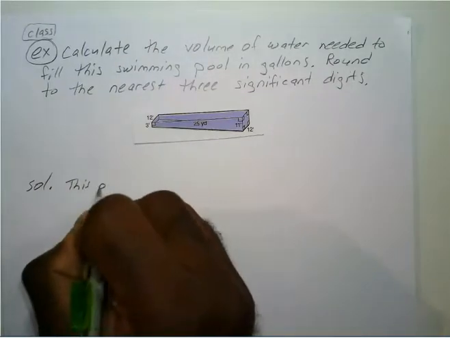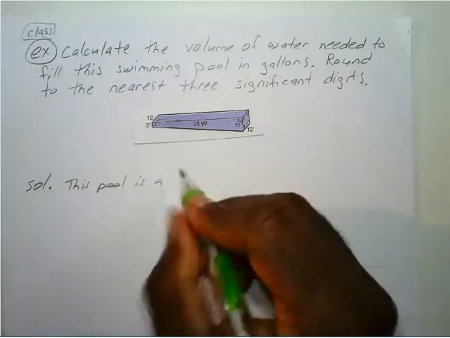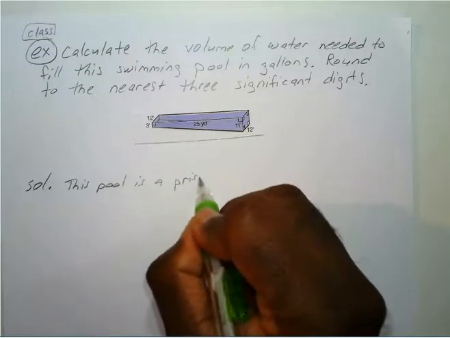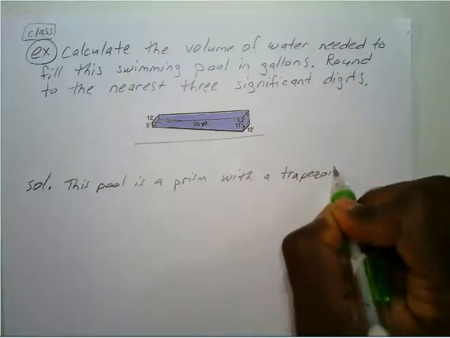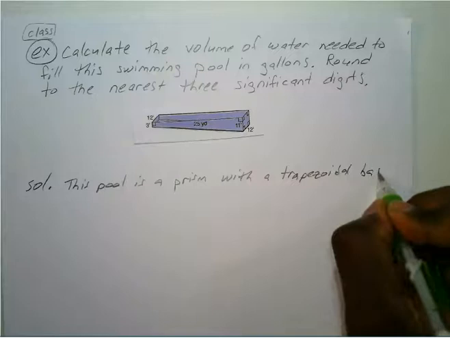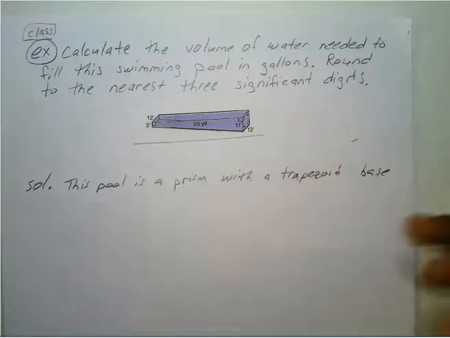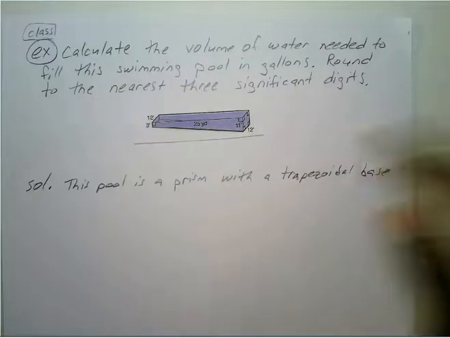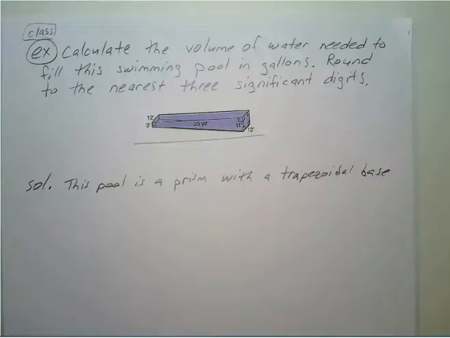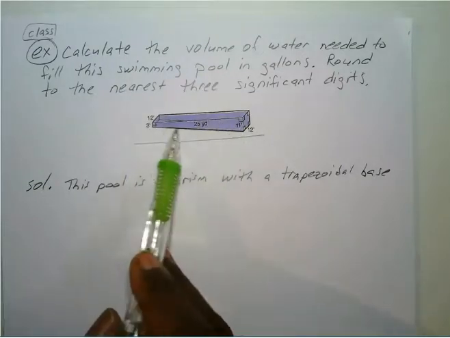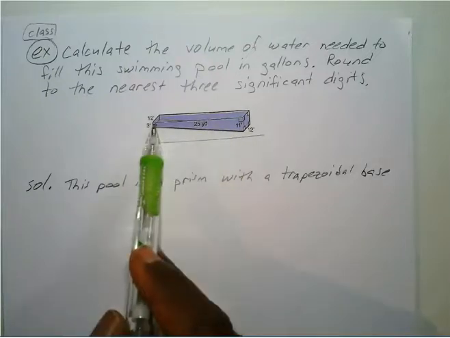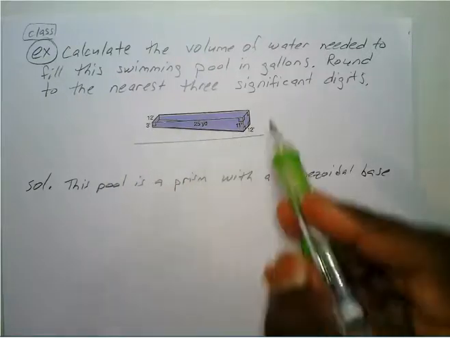So this pool is a prism with a trapezoidal base. And clean that up a little bit. There we go. So it's a prism with a trapezoidal base. We see here that this distance, because you can see this goes at a downward slant, shows you the distance from this base to this base.